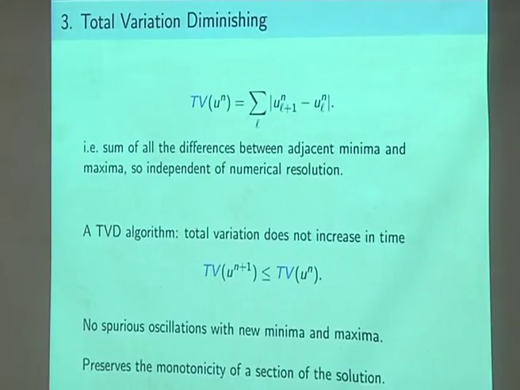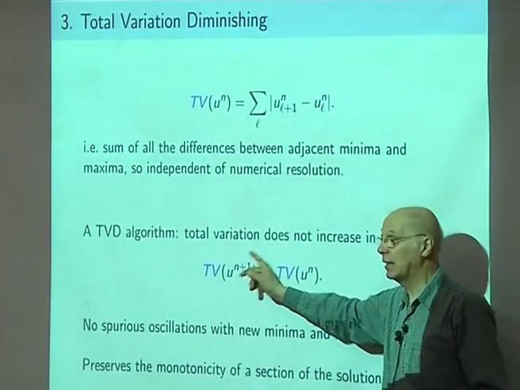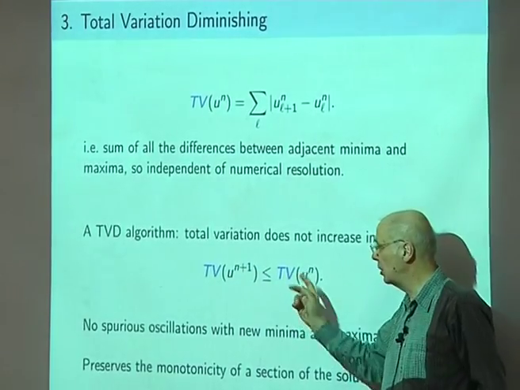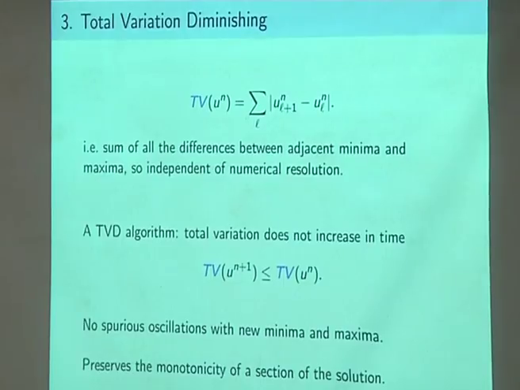So that at time step n plus 1, it's less than or equal to the value at time step n. And if your algorithm has this property, it means that you can't get a new oscillation. You can't generate spurious oscillations, because you'd produce new minima and maxima, and you'd contribute to this sum of the differences between the minima and maxima.